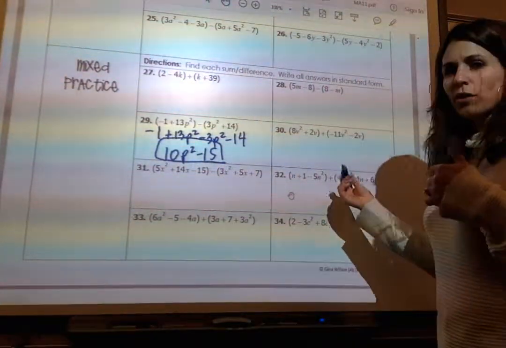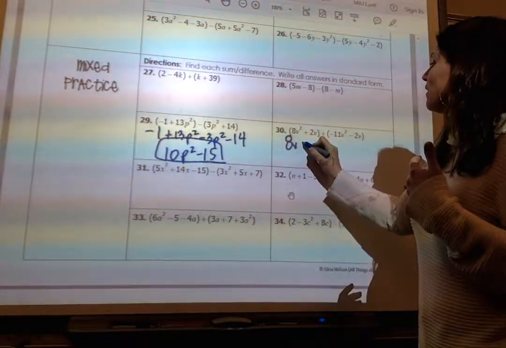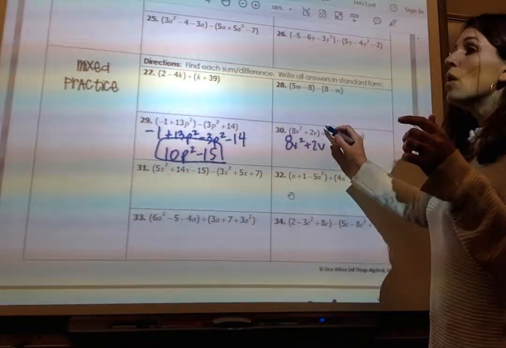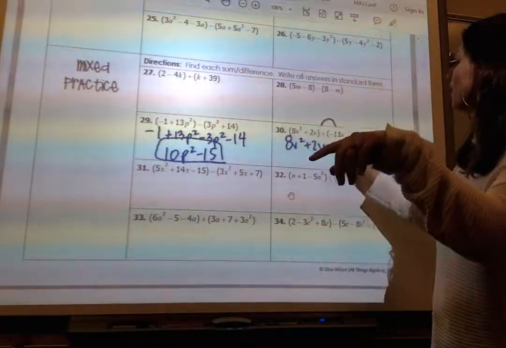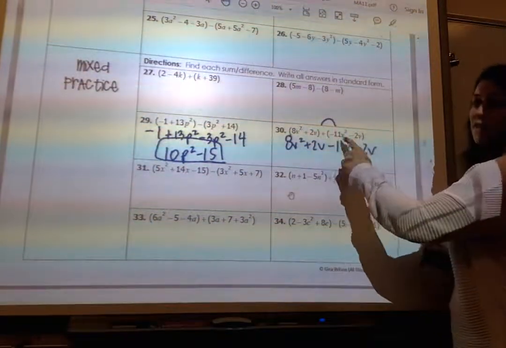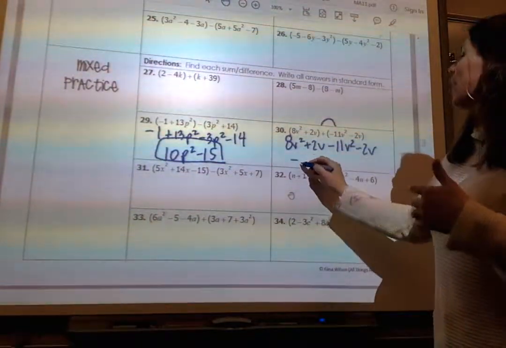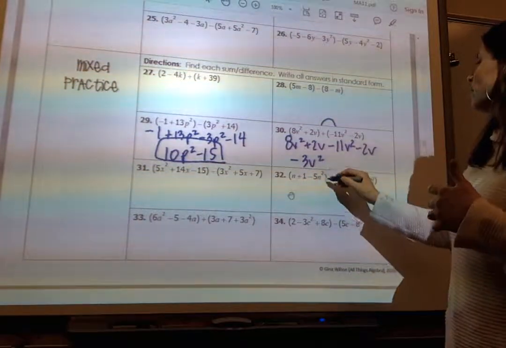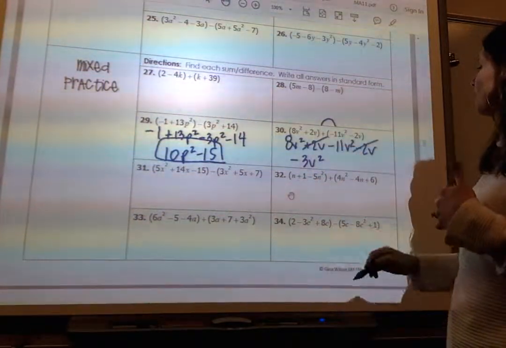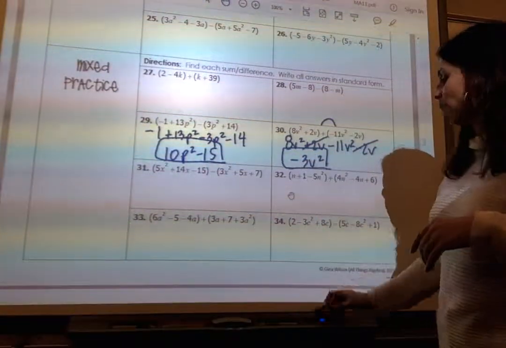I'm going to distribute using the positive so you can see that it remains the same. So I get 8v squared plus 2v. When I distribute the positive, I get minus 11v squared minus 2v. Notice it doesn't affect these signs. It stays the same. So when I combine them, I get negative 3v squared. My 2v and negative 2v cancel out. That's the additive inverse. And so I have negative 3v squared.